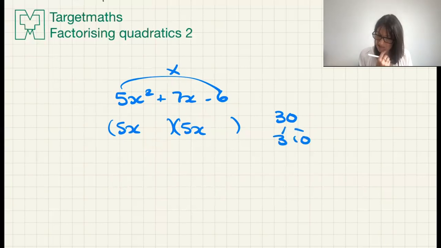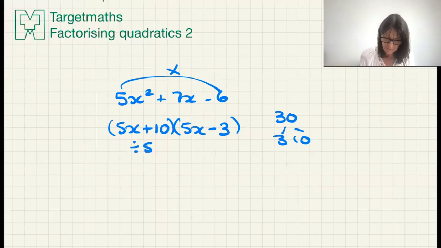Haven't done my signs, so let's do that. Pos neg, it's pos neg. And now I've got to make sure I put these in the right order. I want to make a positive 7, so I'm going to be putting in 10 take 3. 10 take 3 is 7, positive 7. So that's all in the right space.